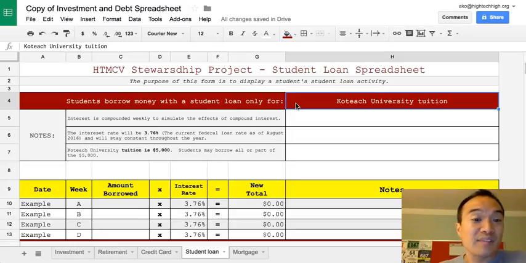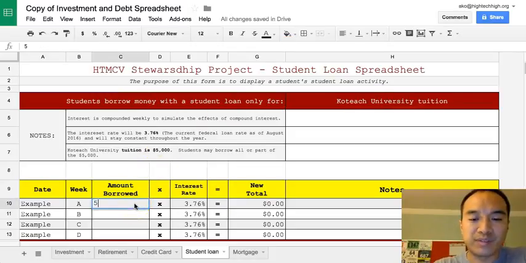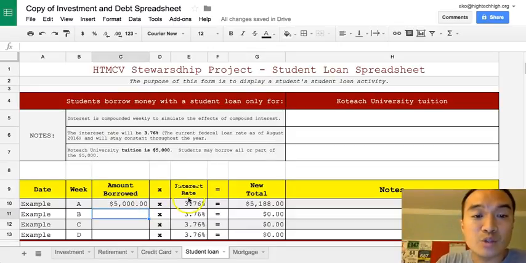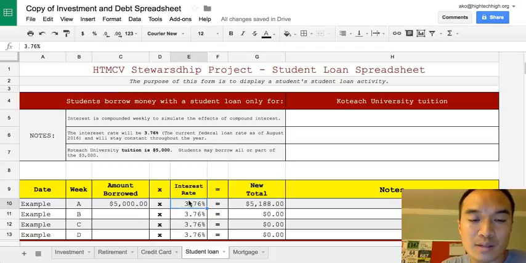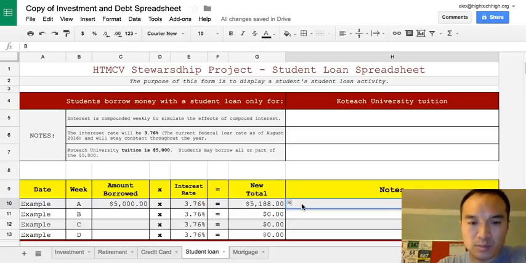So the tuition is $5,000. Students can borrow the whole amount of $5,000 or just borrow some, but let's just pretend that this student is going to borrow the whole $5,000. So amount borrowed is $5,000. The interest rate will stay the same, just like the credit card, but there's going to be a different interest rate, and that interest rate is actually the federal rate as of August 2016. And so here's our new total, and we're going to write here borrowed $5,000.